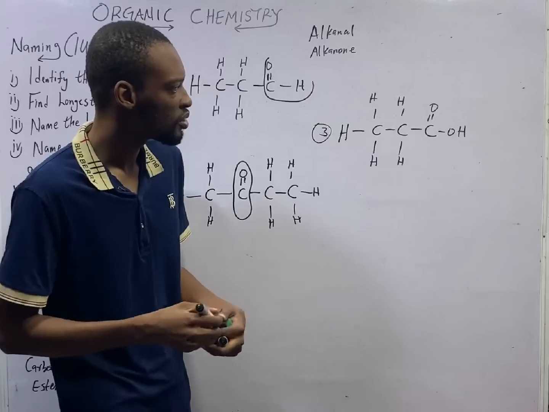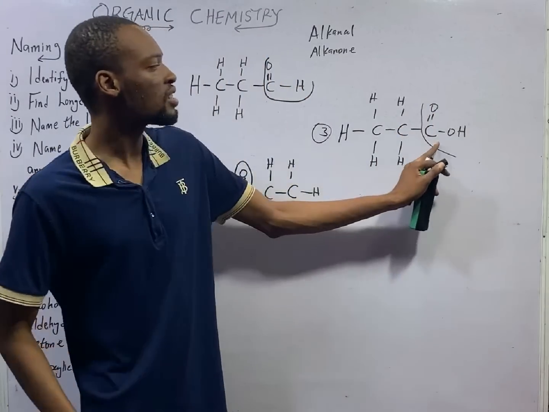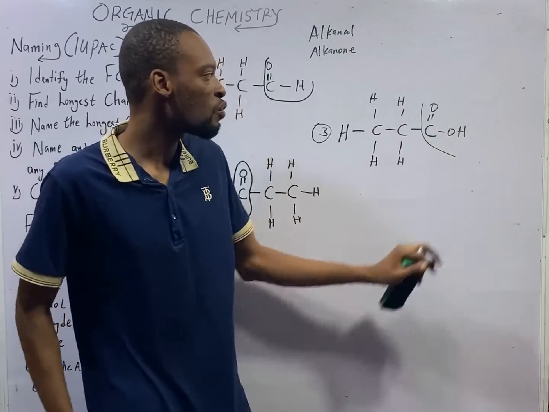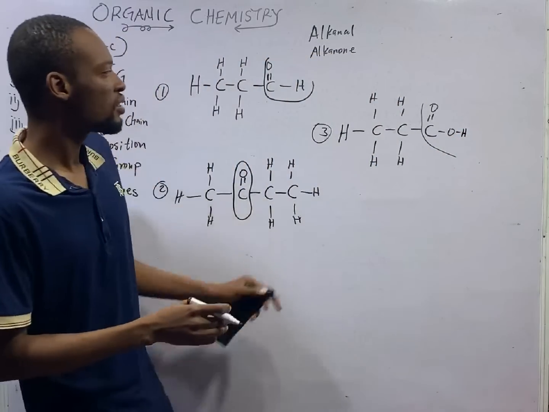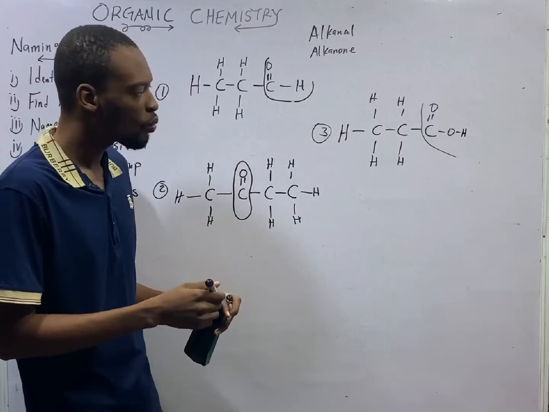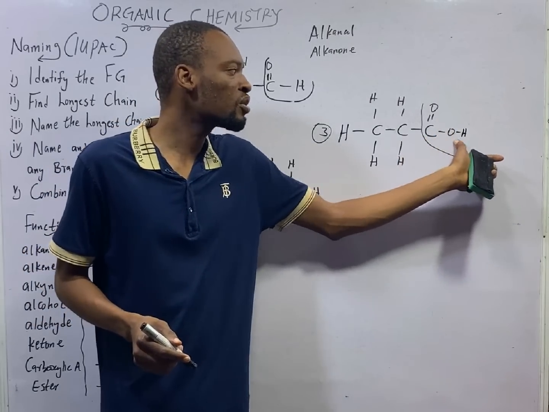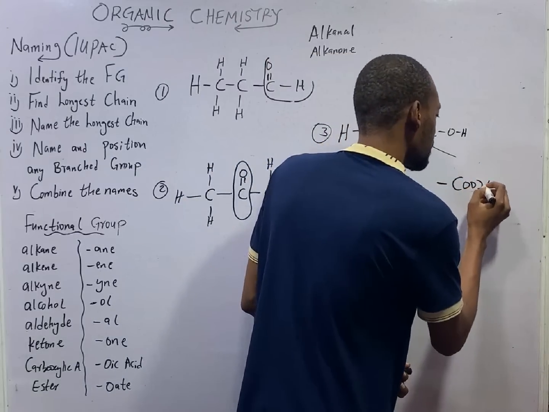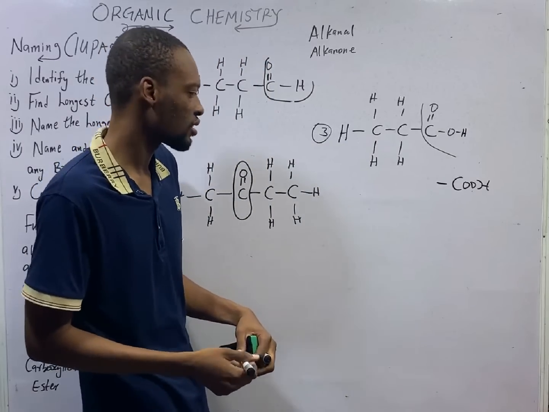In this compound, you see towards the end, you have C double bond to O, and still at that carbon, you have OH, which can also be in the form of OH. This is different from this, and this is different from this. When you see a compound and the end is carbon to oxygen and carbon to OH, this is simply COOH. In this case, you are dealing with carboxylic acid.